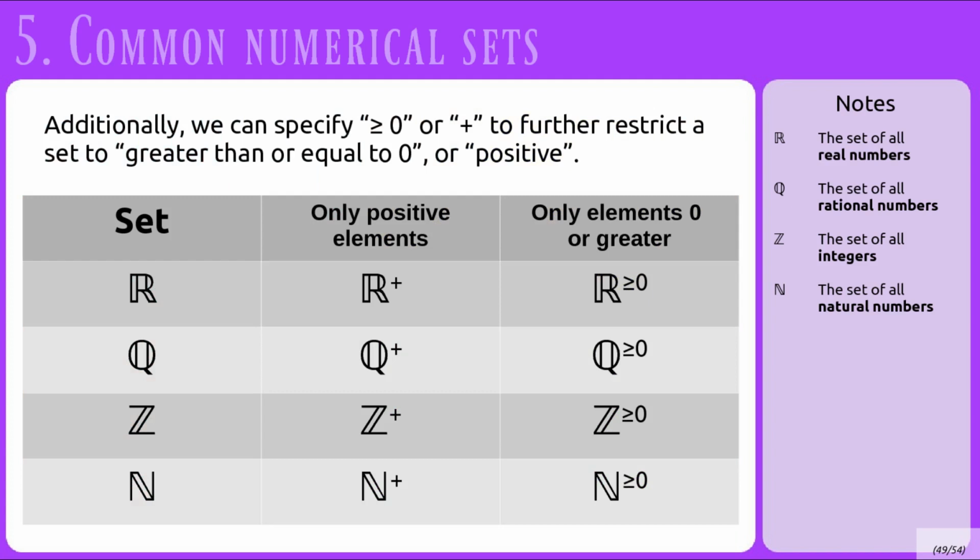Additionally, we can add a greater than or equal to 0 sign or a plus sign to our set to further restrict it to either being greater than or equal to 0 or positive numbers only. So for example, if you wrote the set Z, or all integers, but also added the plus sign as a superscript, then it would be the set of all integers that are positive, so no 0 and no negative numbers.